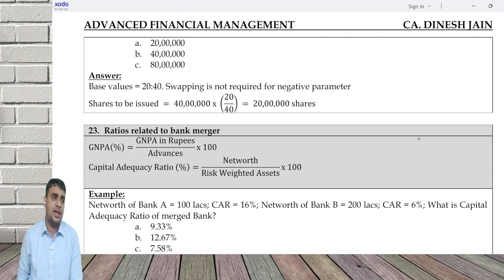These are ratios related to bank mergers. One is gross NPA percentage. How do you calculate gross NPA percentage? Whatever loans you have given, bad loans divided by total loans. Capital adequacy ratio: net worth divided by risk weighted assets. Now this can help you somewhere to do weighted average. Weighted average is the most important part.